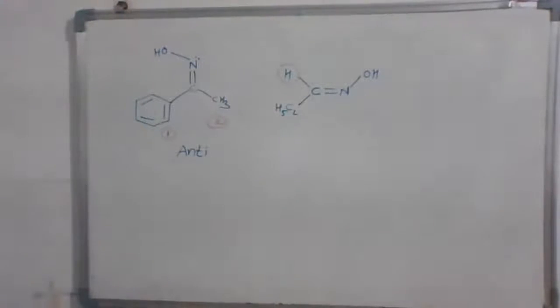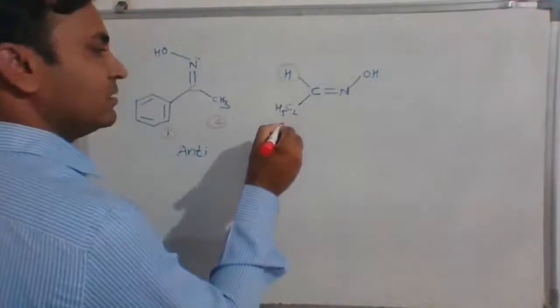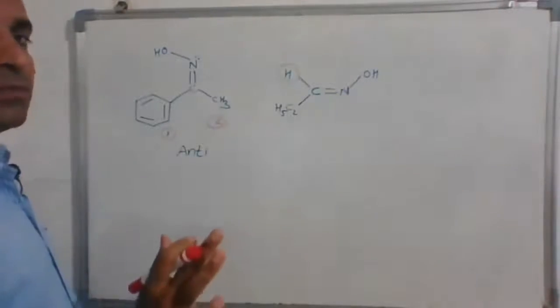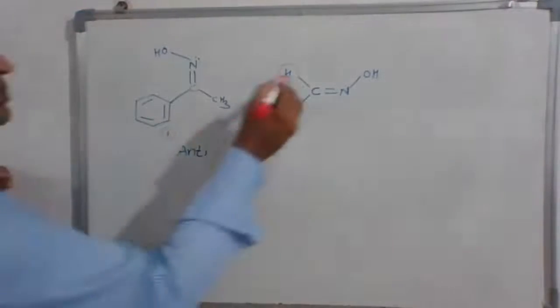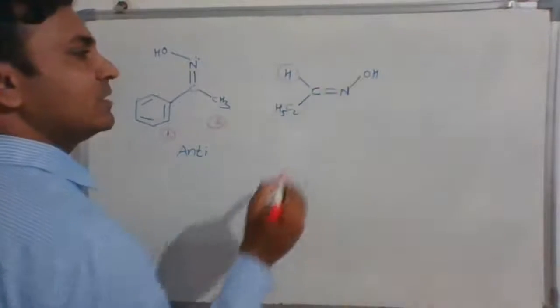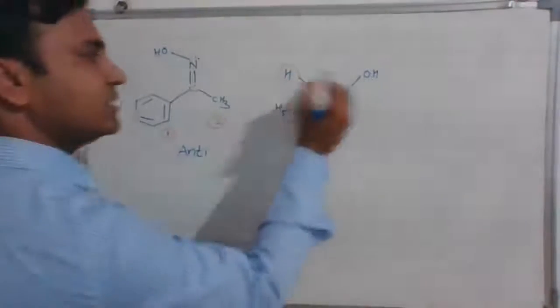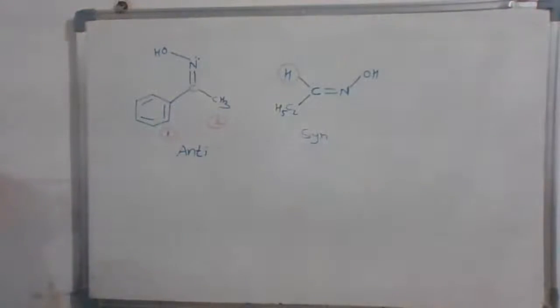C2H5. So again here this ethyl will get first priority, or this is aldoxime. So we can assign configuration without assigning priority. We can compare that hydrogen and OH are on the same side, so it is syn. Hydrogen and OH are on the same side, so this configuration is syn configuration. If they would be on the opposite side, then it would be anti configuration.